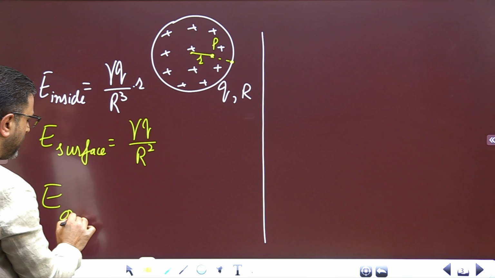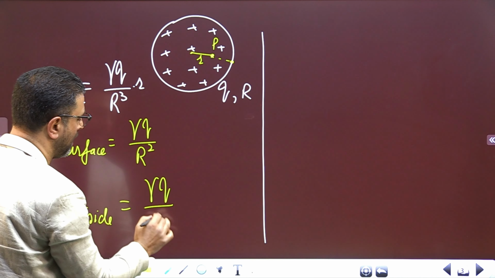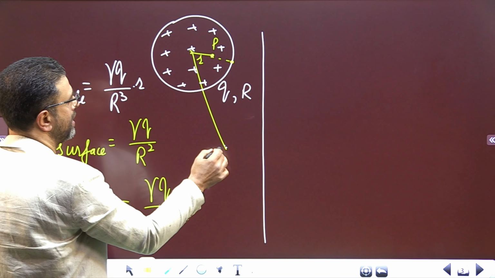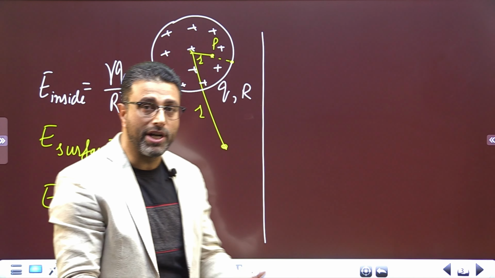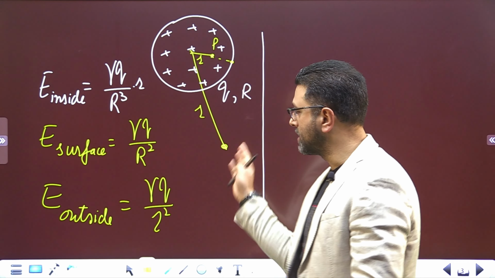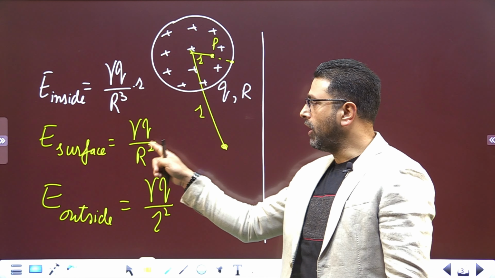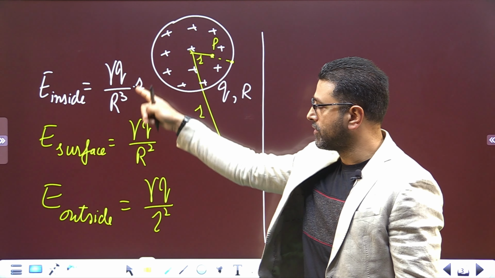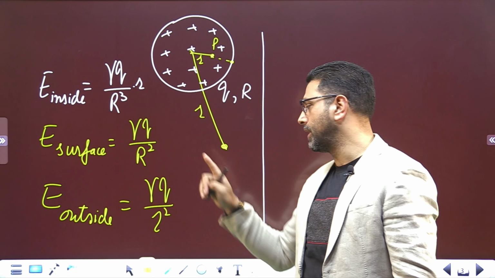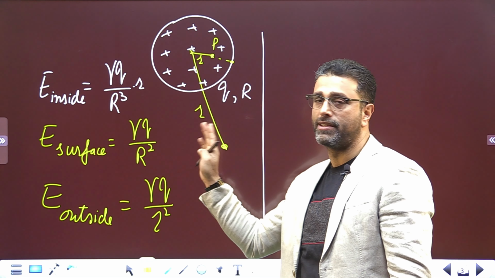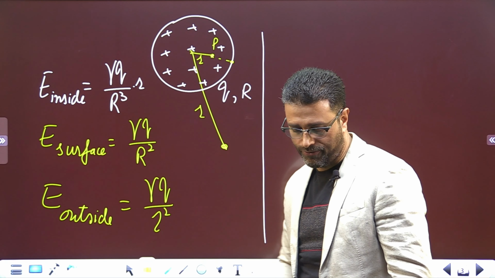Then field outside is equal to gamma Q divided by r square, at a distance of r from the center. So it behaves like a point charge located at its center for points lying outside. So we have field inside, field on the surface, and field outside. The field on the surface you can get from both these formulae. Instead of small r, we'll write capital R, and we'll get the same thing. Which simply means the function is continuous at the surface.